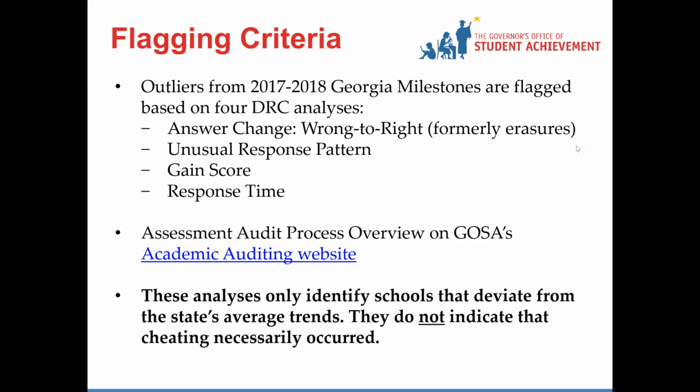The process overview document on GOSA's academic auditing website includes more detailed information about how each of these analyses are calculated. And we want to reiterate this super importantly. These flags on their own do not at all mean that cheating occurred. For example, gain score could be from phenomenal teaching, which is what we would love to be the case. And a high response time might be the result of an internet issue. These flags only tell us classrooms that are outliers compared to the state norm. So we want to look into them a little more to make sure everything checks out. But none of these flags indicate that a school necessarily cheated.